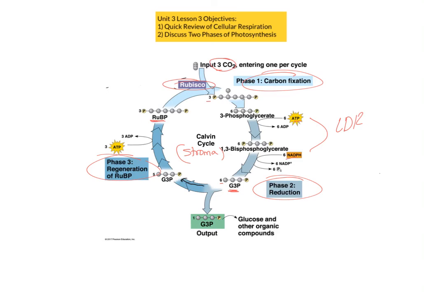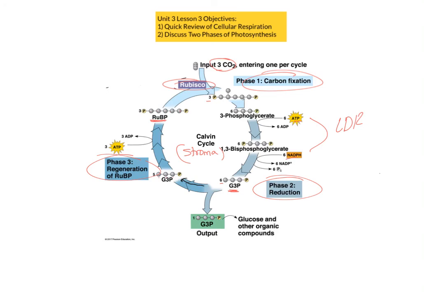RuBP molecules. And if you actually count the carbons, we have 5 G3Ps remaining, which makes 15 carbons. And RuBP has 5 carbons itself. And so we're able to regenerate 3 RuBPs with the 15 carbons that we have. And that's a very endergonic process that requires ATP in order to allow that to happen. But that allows the Calvin cycle to keep on going.